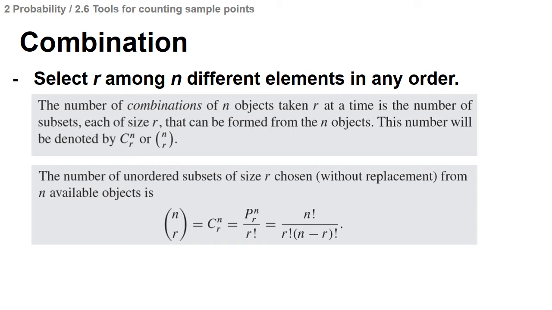we don't consider ordering. So here, the number of combinations of n objects taken r at a time is the number of subsets, each of size r, that can be formed from the n objects. This number will be denoted by n choose r. And the calculation of n choose r is n factorial divided by r factorial times n minus r factorial. This is how we calculate the combination.